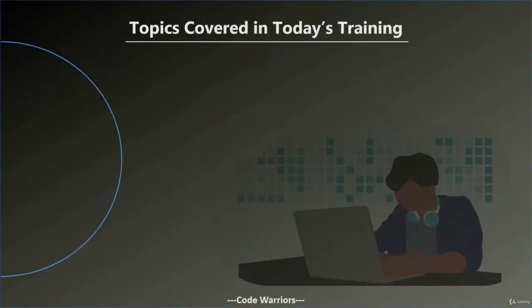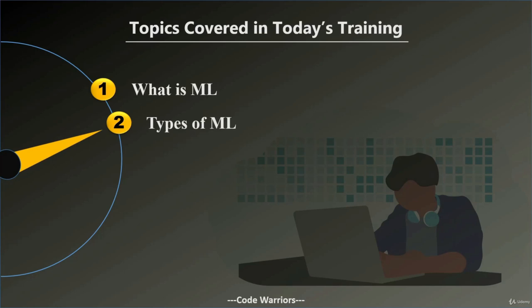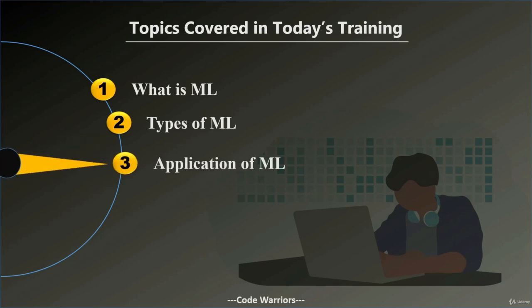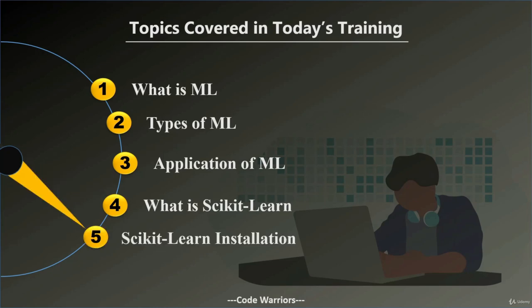First of all, I would like to start with what are the topics that I will cover in today's session. So first topic is what is ML. Then the important topic is types of ML. What are the different types of ML that are used in real world and application of ML. If we learn ML, then where we can use our learning or where ML is used in the real life. Then what is scikit-learn? Scikit-learn is the most important library which is used for machine learning, and so we need to know about scikit-learn in detail. And in this session I will give you basic introduction of scikit-learn and how we can install scikit-learn.